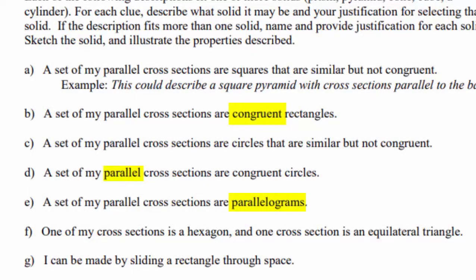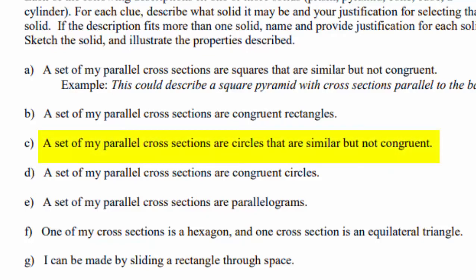Vocabulary is an important component when discussing cross sections. While discussing scale figures in the ratio and proportions unit, students were introduced to the concept of shapes that are similar. Here within the task, What's My Solid? From the Unit 4 Mathematics Frameworks, students apply the idea of similar shapes to the extension within the task. A set of my parallel cross sections are circles that are similar but not congruent.